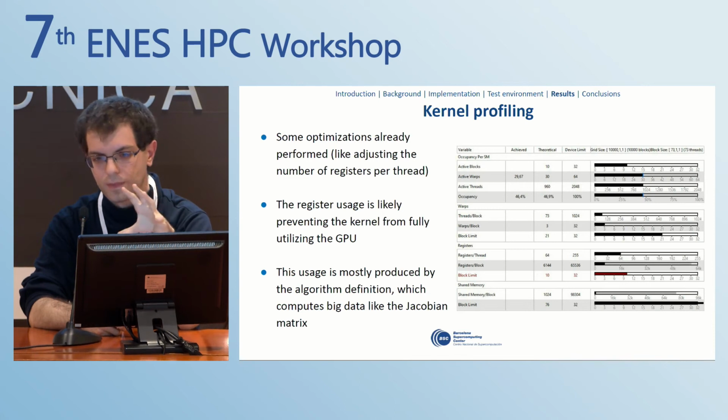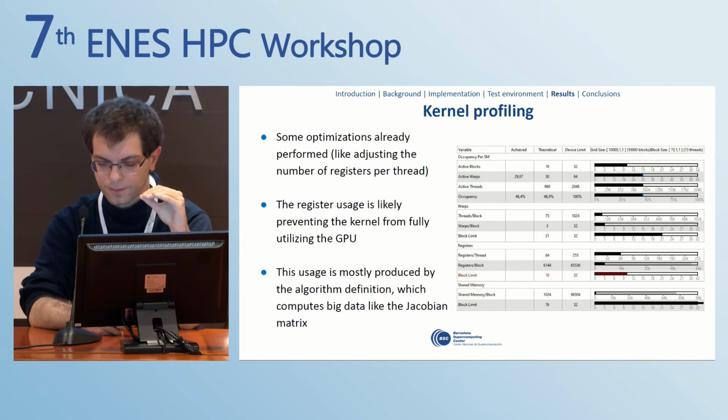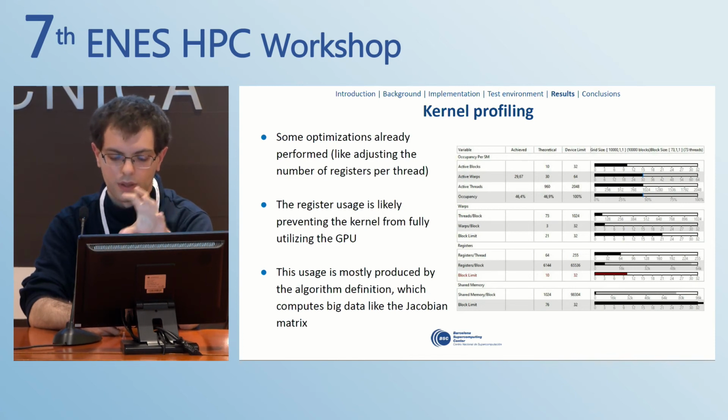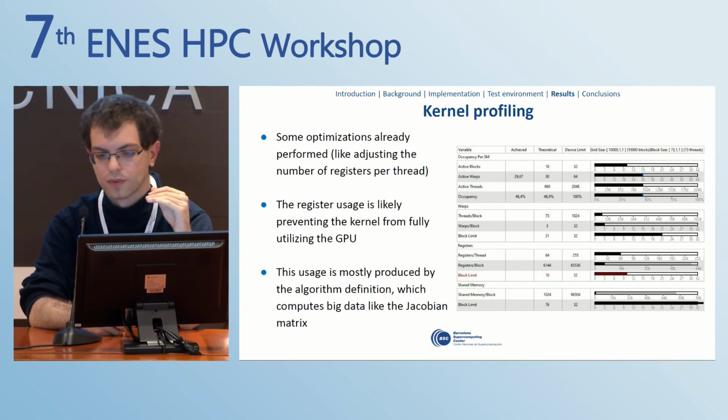And we also made a kernel profiling of the application. We made some optimizations, like, for example, adjusting the number of registers per thread to an optimum number. This register usage is likely preventing the kernel from fully utilizing the GPU, and is mostly produced by the algorithm definition, since we are computing big data like the Jacobian matrix. On the right, we can see this image, taken from the CUDA profiler tool, which remarks the block limit as our main bottleneck. So we still have room for optimization.